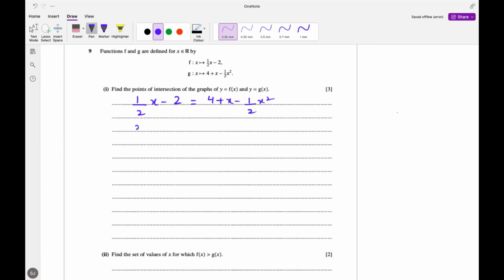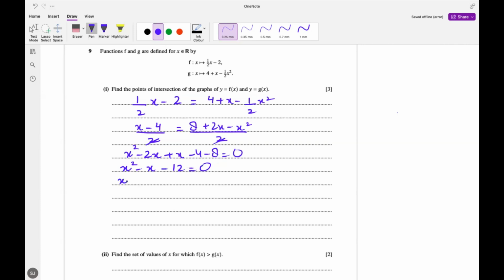Taking the LCM on both the sides, we'll get x minus 4 upon 2 is equal to 8 plus 2x minus x squared upon 2. The 2's can cancel out, so the equation will be x minus 4 is equal to 8 plus 2x minus x squared. Making the x squared term positive, we'll bring the terms on the right hand side to the left hand side, so this will become x squared minus 2x plus x minus 4 minus 8 equals 0. So the equation will be x squared minus x minus 12 equals 0.